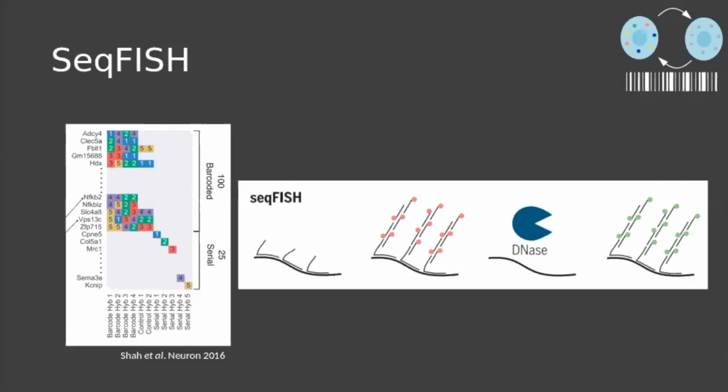And then to remove this, they use DNase, because the probes are DNA, the RNA is not affected by the DNase. So they use the DNase to remove these probes, and then they can do the second round. And then they do 100 genes barcoded to resolve them. And they also have 25 genes that they do in a more serial, like cyclic FISH manner.